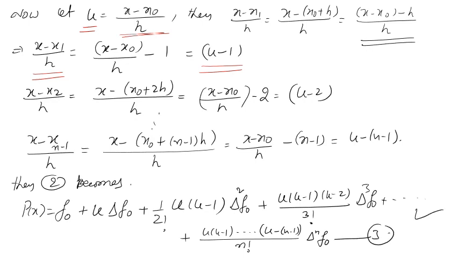You have to remember this. It is called Gregory Newton forward interpolation formula. Okay, this is Newton's Gregory forward interpolation formula. And what is u value?